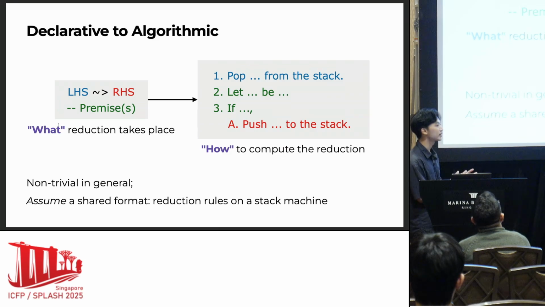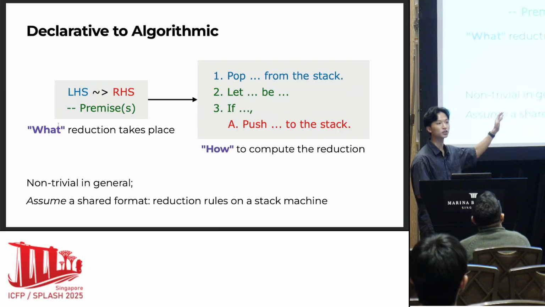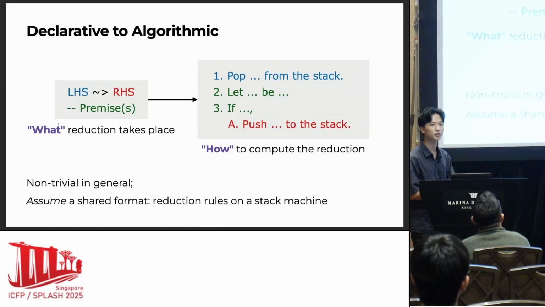However, Wasm-SpecTec manages to handle this by assuming a shared format between the declarative rules, which is reduction on an abstract stack machine. Using this baked-in knowledge, it converts the left-hand side into pop-something-from-the-stack, premises into let bindings or if conditions, and finally the right-hand side into push-something-back-into-the-stack prose instructions.